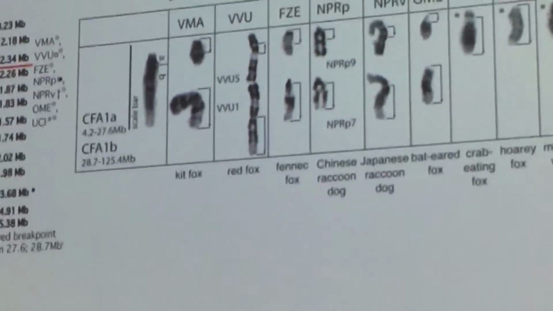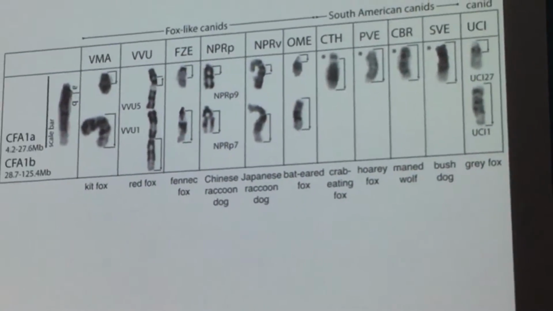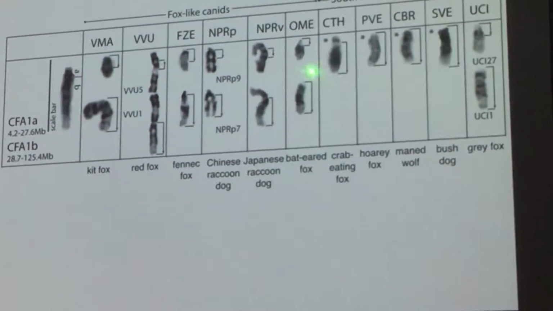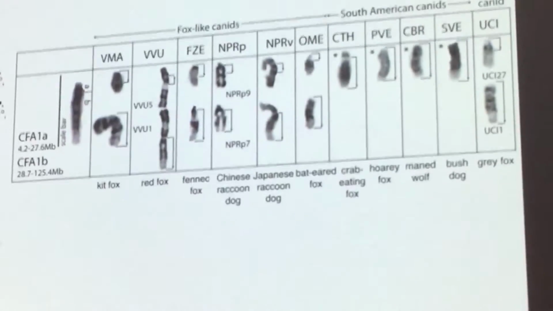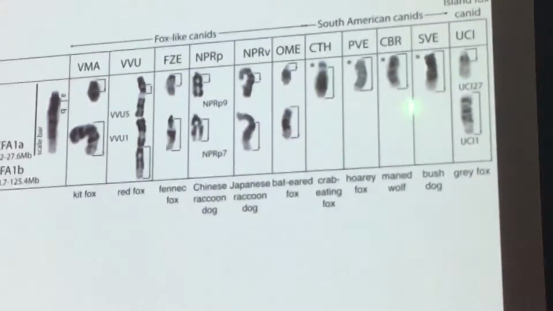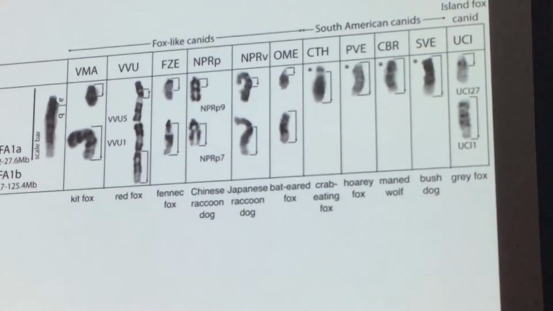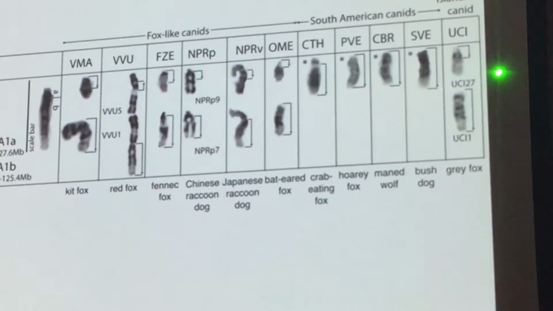And looking across each of these species, it should be obvious that for this grouping, there is a breakpoint in synteny. However, the chromosome 1 panel lies on the same structure for these species. And again, there's a breakpoint here.